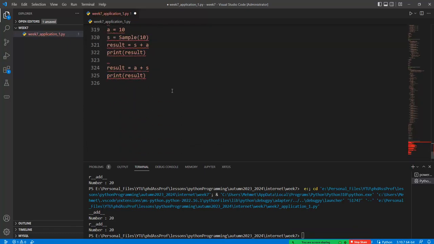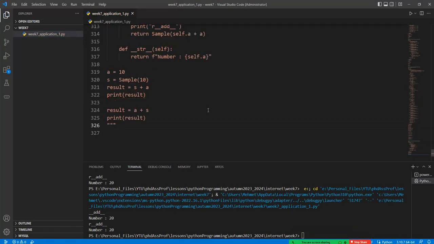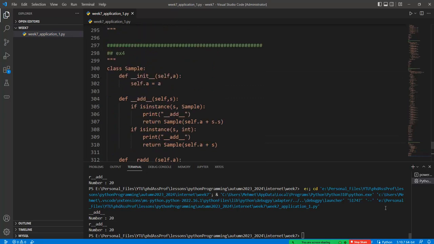If you don't have any question, then I need a 20 minutes break, and after that at 5 we will begin the other examples of the operator overloading mechanisms. Okay.